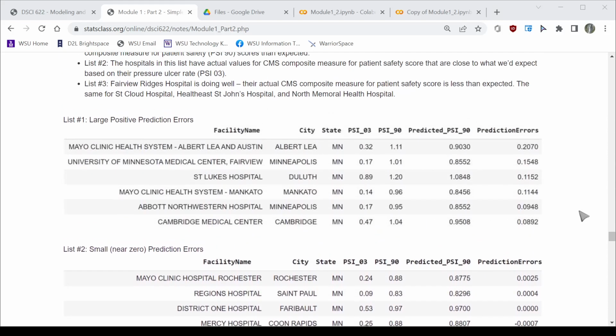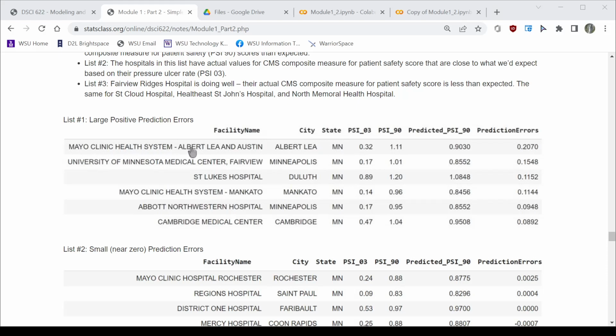So let's look at some of the positive prediction errors. Positive prediction errors are going to be bad in the sense that the actual PSI 90 score for these hospitals are going to be considerably higher than what we would expect them to be when I'm basing these predictions off the pressure ulcer rate.